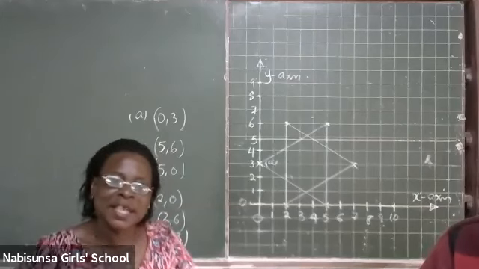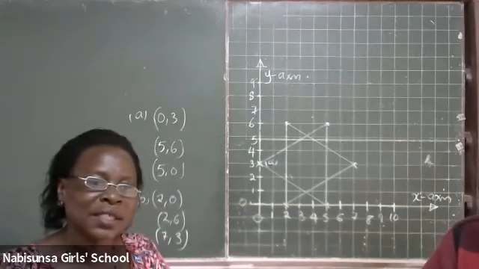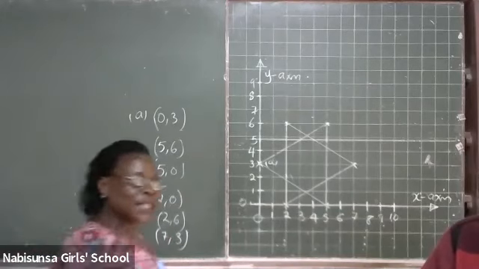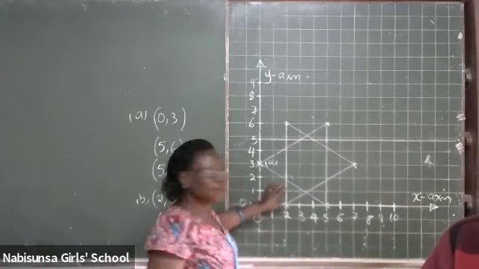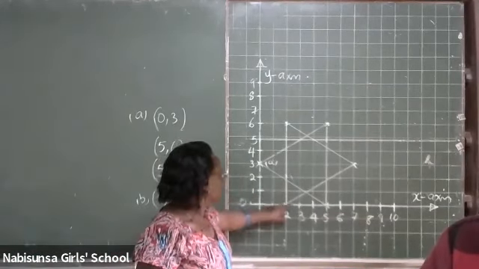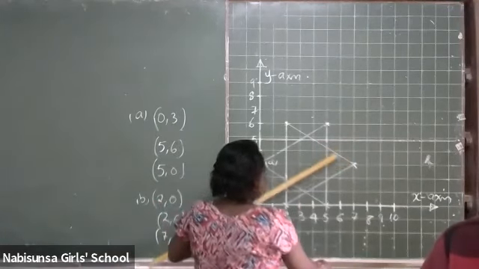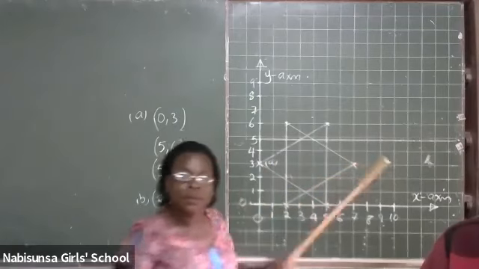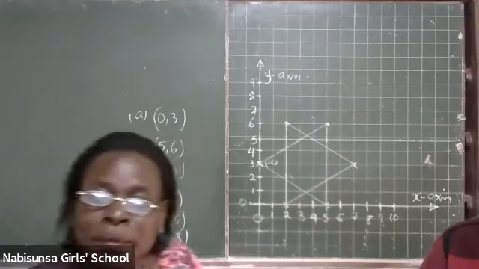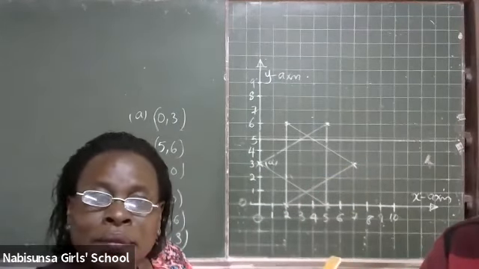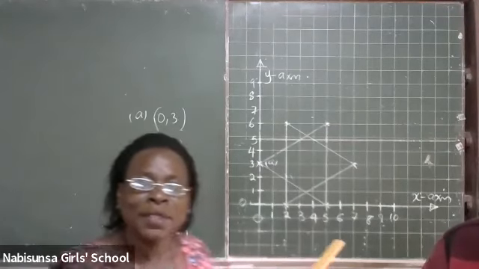Someone give us the shape you have formed. What shape have we formed? What shape have we formed? Paula, you can talk. Pauline, you can talk.